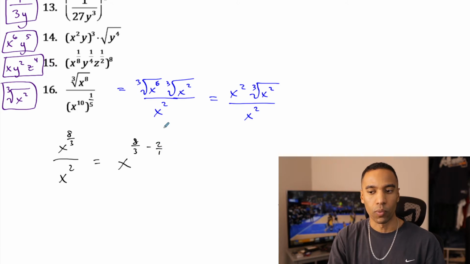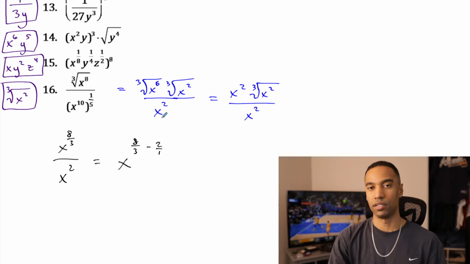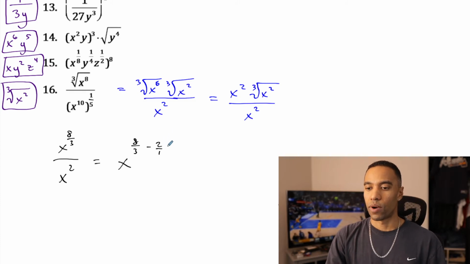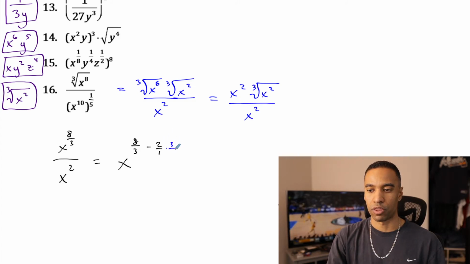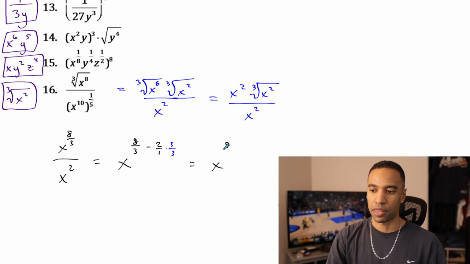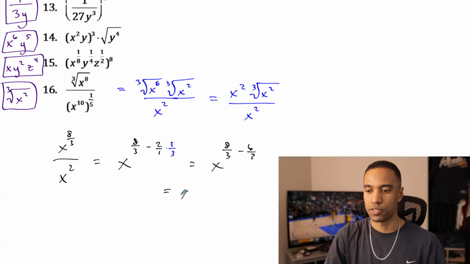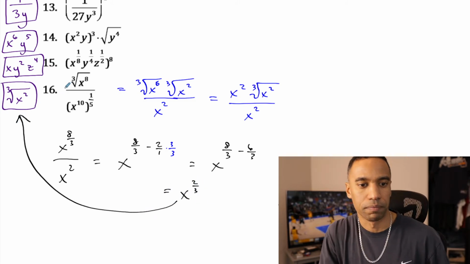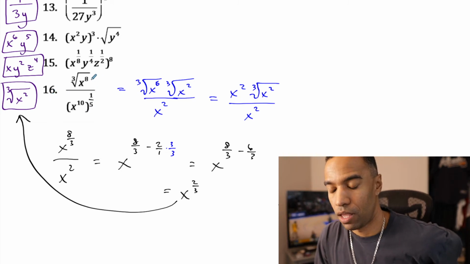Or minus 2 over 1, because we're going to get a common denominator. So right here, we can go ahead and multiply this by 3 over 3. And that becomes x to the 8/3 minus 6/3, which is x to the 2/3. And x to the 2/3 becomes the cube root of x squared. That's a really good way to do the problem.